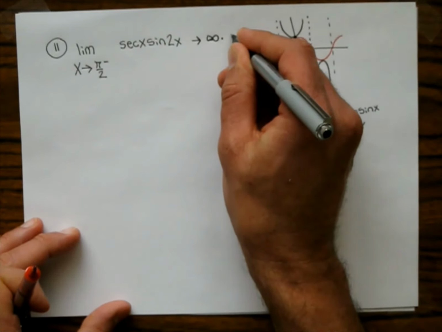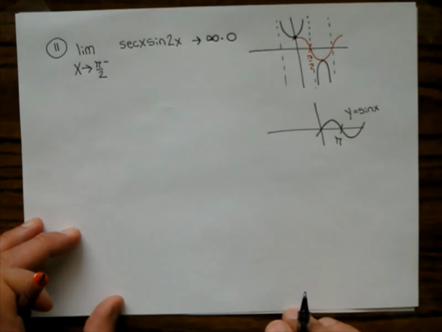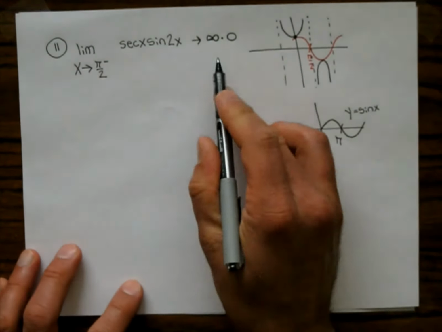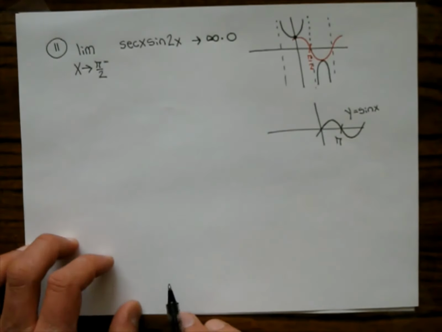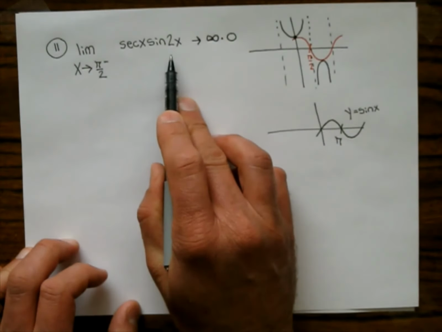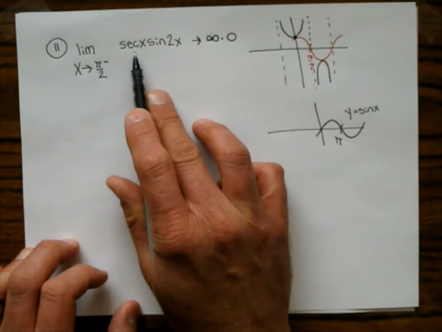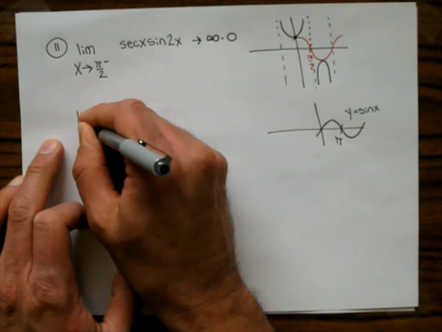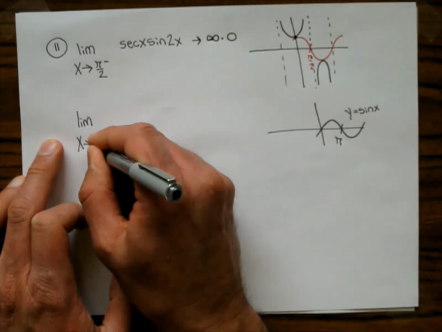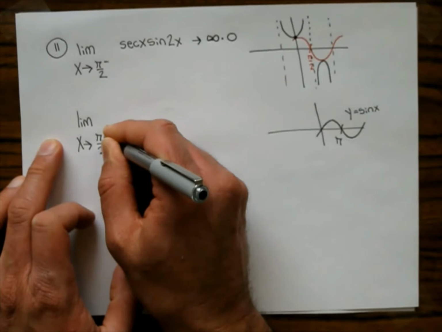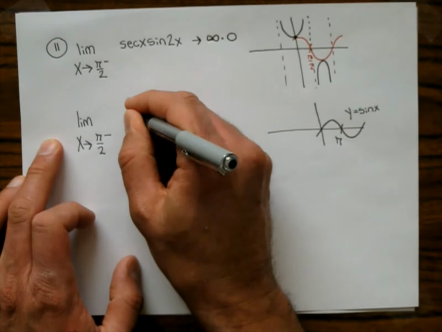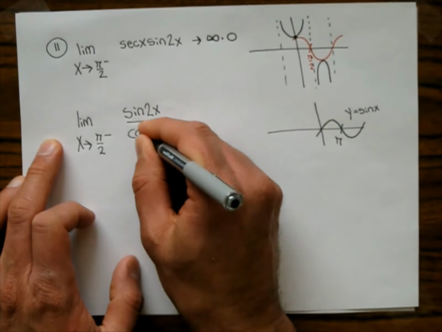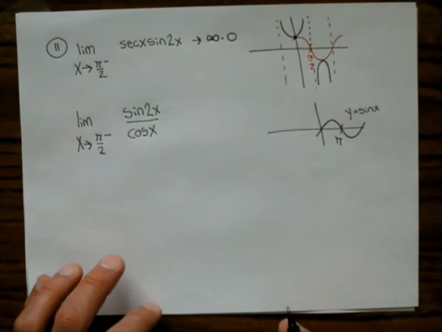So this is an infinity times 0, which was one that we had on our indeterminate form. Now some of you might say, no, we had 0 times infinity, same thing. So how am I going to do this? I cannot go ahead and apply L'Hopital's rule, but what I'm going to do is write the secant as 1 over cosine. See what that does. So the limit as x approaches pi halves from the left, this is really going to be the sine 2x over the cosine x.